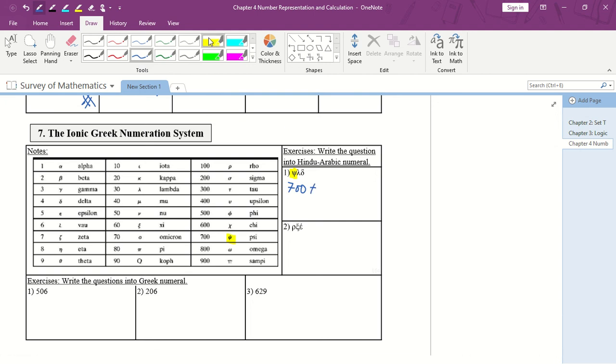Plus, how about the next one? The next one is something like this. That's called lambda. So what is it? Where is it? This one, right? So this is 30. So we add 30. And the last one. Where is the last one? If you look carefully, this actually looks like this one. So that's delta. So that's 4. Which means that this gives you 734. That's all. Easy, right?